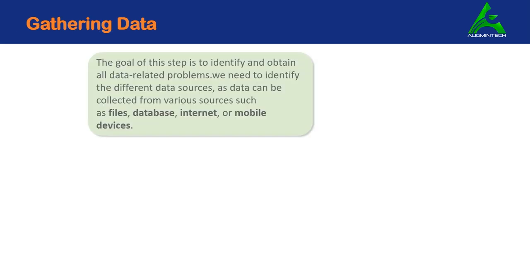So now let's see what is gathering of data. The goal of this step is to identify and obtain all data related to the problem. We need to identify the different data sources, as data can be collected from various sources such as databases, files, internet, or even mobile devices. It is one of the most important steps of the machine learning lifecycle. The quality and quantity of collected data will determine the efficiency of the output. The more the data, the more accurate the prediction will be.